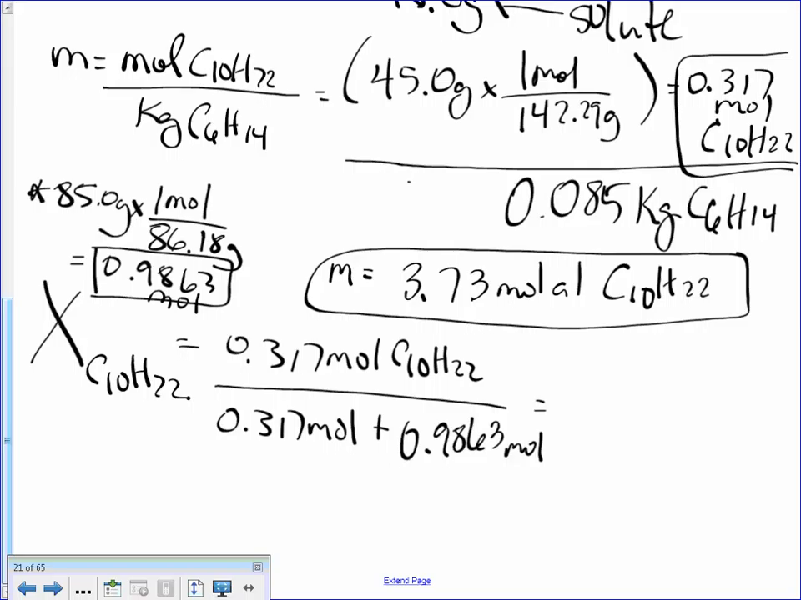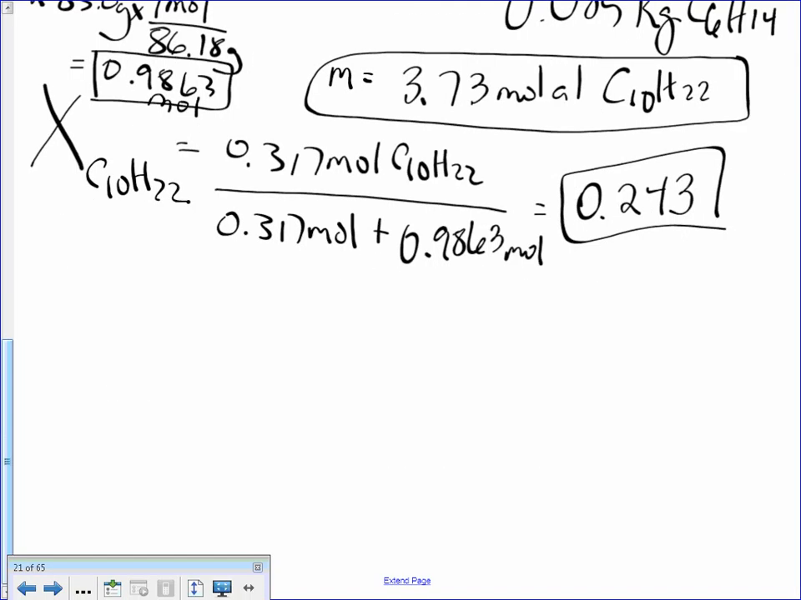So take your fraction, and that should be 0.243 for your mole fraction of decane. What's your mole fraction of hexane? You have 10 seconds. Complete me. Fraction of hexane. 0.9863 over. No, don't do the math.